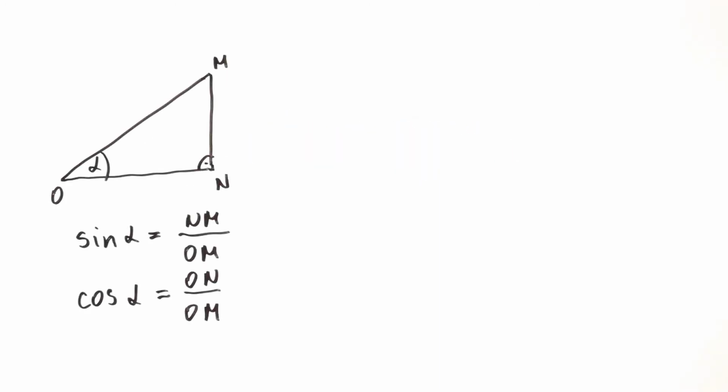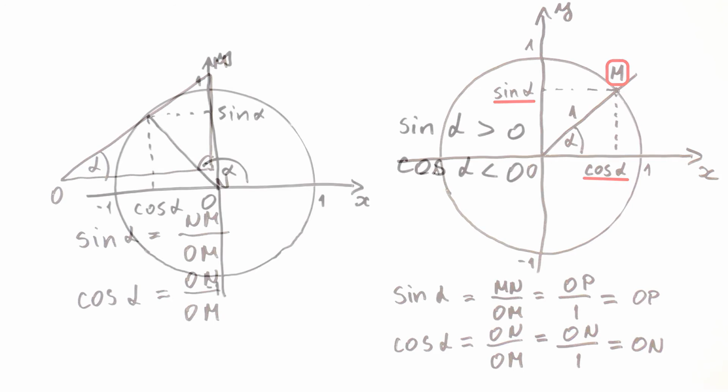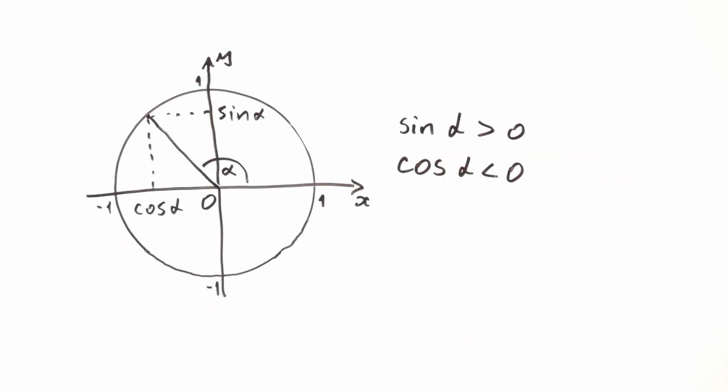We started by recalling how we defined the sine and the cosine of an acute angle of a right triangle. Then we applied those definitions on the unit circle. It turned out that the sine of alpha and the cosine of alpha are coordinates of the point M on the unit circle. We then decided to use that as our definition of the sine and the cosine of any angle. Finally, we showed an example when alpha is an obtuse angle, and in that case, the sine of alpha was positive, while the cosine of alpha was negative.